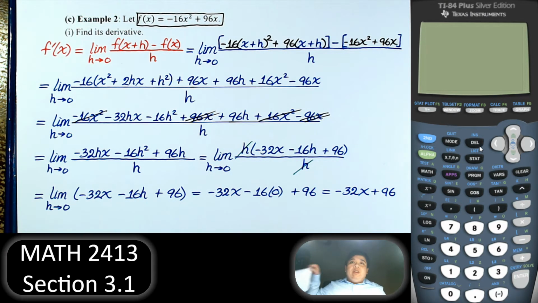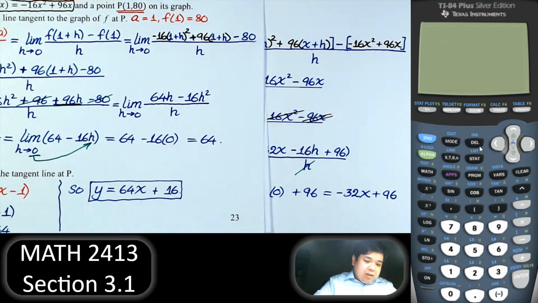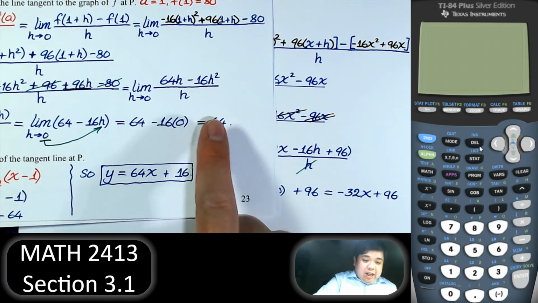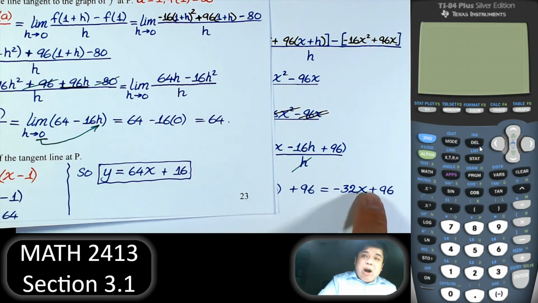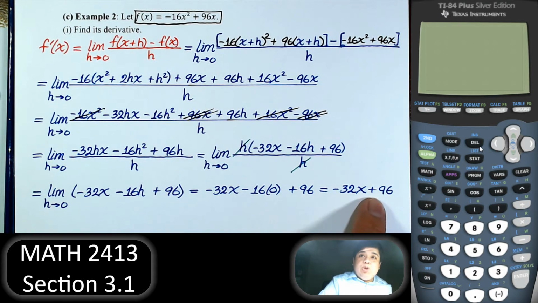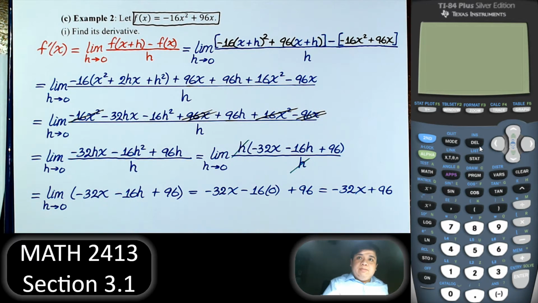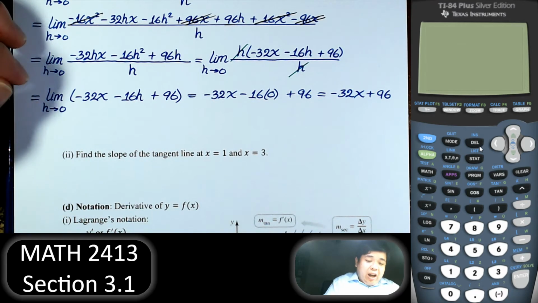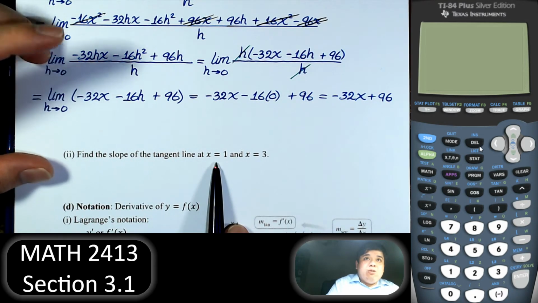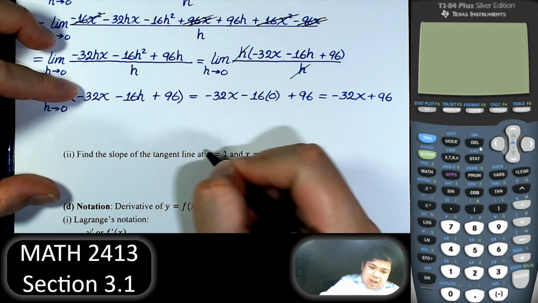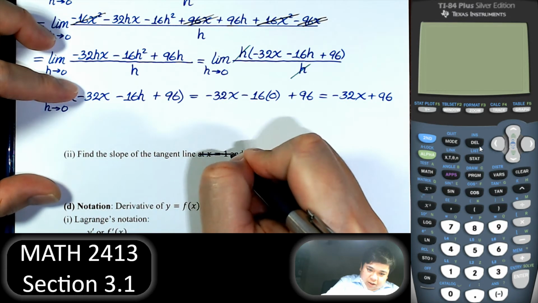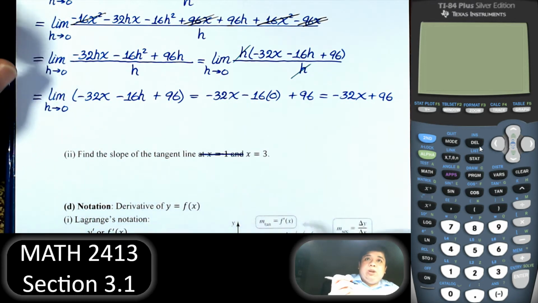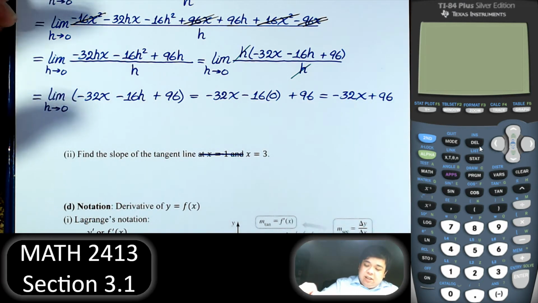Now let's go back to the first problem we did. When x equals 1, it is equal to 64. And if we put 1 in here for x, negative 32 plus 96 indeed is 64. So that's correct. Next, find the slope of the tangent line at x equal to 1. We already did this on the first problem, so we're not going to do this again. We just said find the slope at x equal to 3, only because for x equal to 1, we already did it.